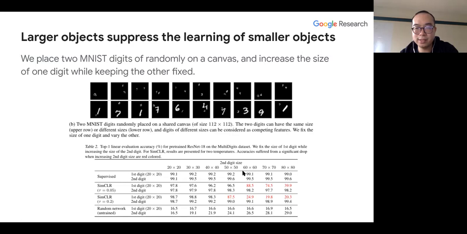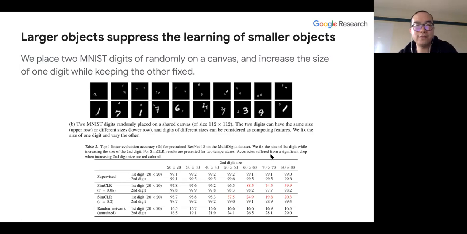And what's interesting is when you increase the second digit size, the performance of the feature learned from the first digit, which is the smaller digit, gets quite poor. No matter how you tune the hyperparameters in, let's say, SimCLR, like different temperatures, the performance is pretty poor, right? Like 40% or 20% if you use a larger temperature, which is quite similar to a random network for the smaller digits. So this is quite interesting.